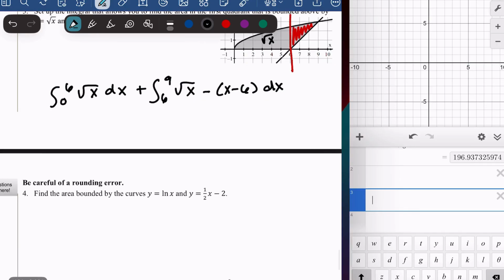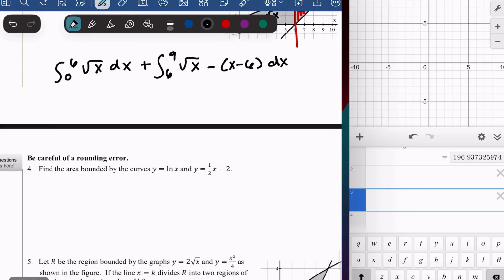Okay, number 4 says find the area bounded by the curves y is equal to natural log of x and y is equal to 1/2 x minus 1. So in this case, we also are not given a graph and we're not given the bounds. So remember, I said the other way we could do this is we could graph both those functions and see where they intersect. So let's go ahead and do that method this time.